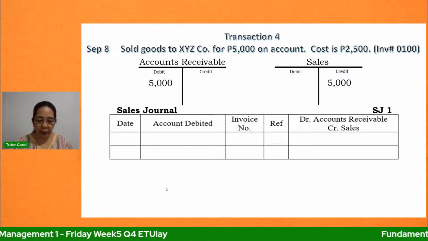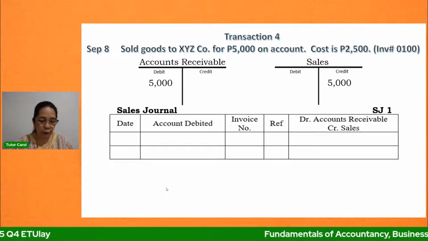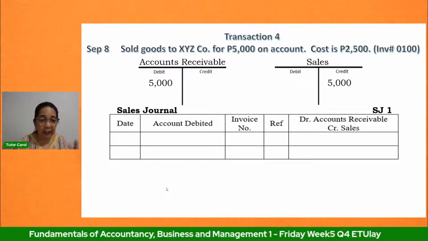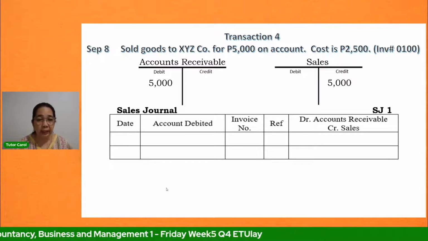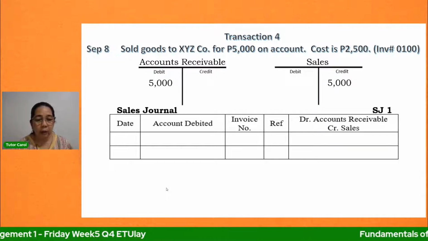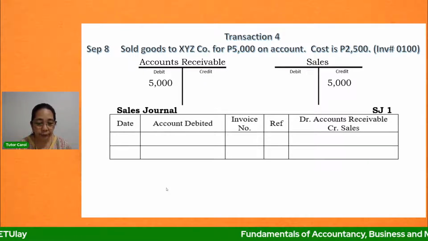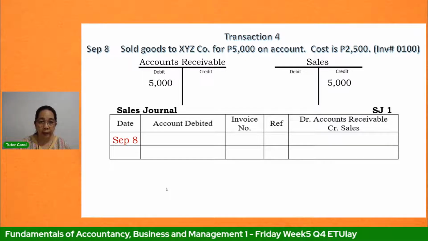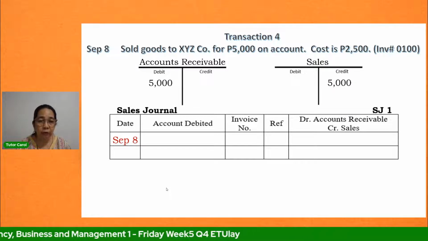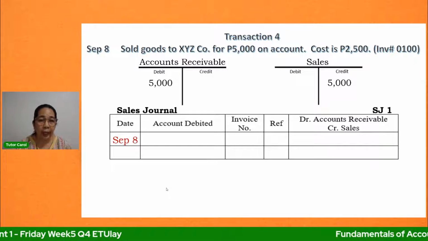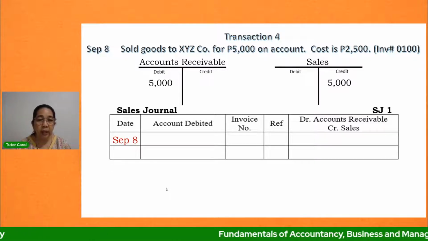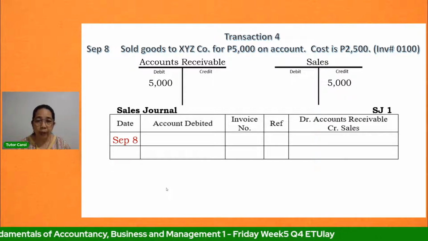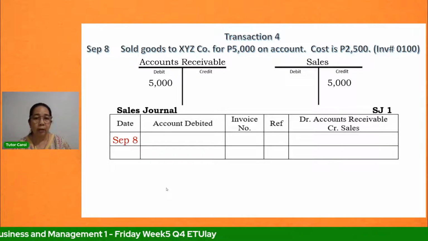Okay, we use this sales journal for journalizing all sales of merchandise business on account. Pag cash sales, hindi ka gagamit ang sales journal, cash receipt journal ang gagamitin mo dyan. Okay, so date is September 8. Okay, account debited. Kanino? Kanino ka nagbenta? Sino ang sisingilin mo? Since it's an accounts receivable. So, XYZ Company. Okay? Invoice number 0100. And the amount for both accounts receivable and sales is 5,000 pesos.